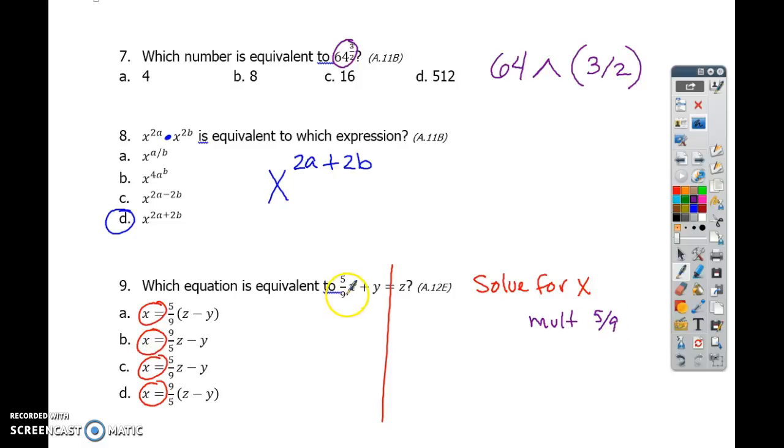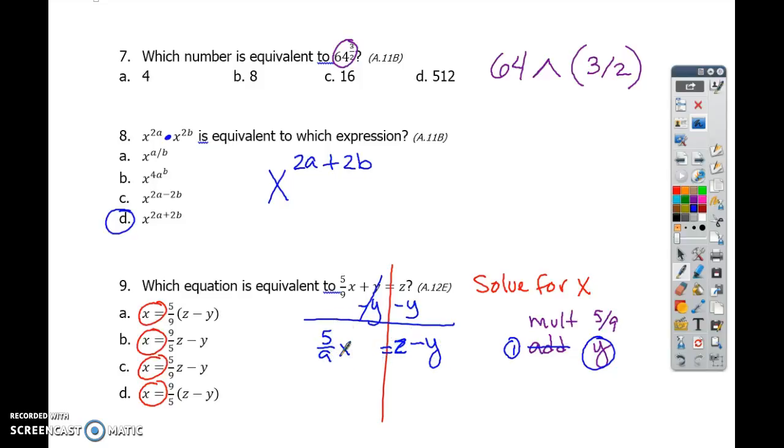And they added y. So if I'm solving for x, what am I going to do first? Subtract. So we're working backwards, so we're going to do the addition and we're going to subtract by y. So minus y, minus y. That gives you z minus y equals 5/9 x. How am I going to get rid of that 5/9? Multiply by the reciprocal. Okay, it's the same thing as dividing by 5/9.